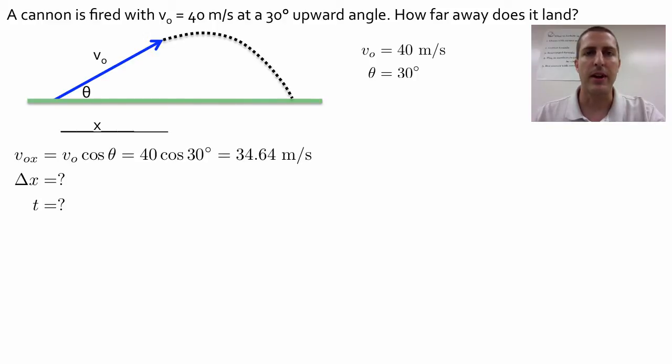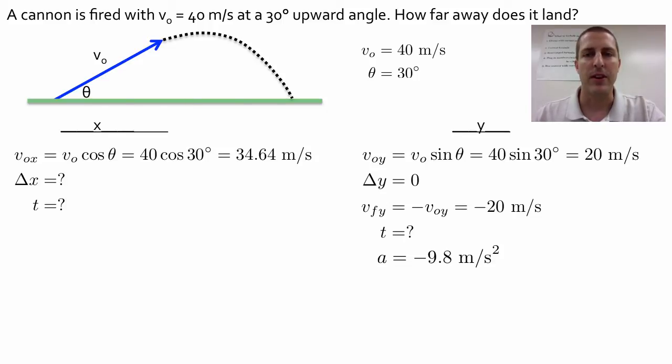So in the x column, we write our givens. And our given in the x column, the only one we have right now, is the x component of the initial velocity. We find that using v naught cosine theta, and you can figure that out until we get a number for our initial velocity in the x direction. Now let's look in the y direction.